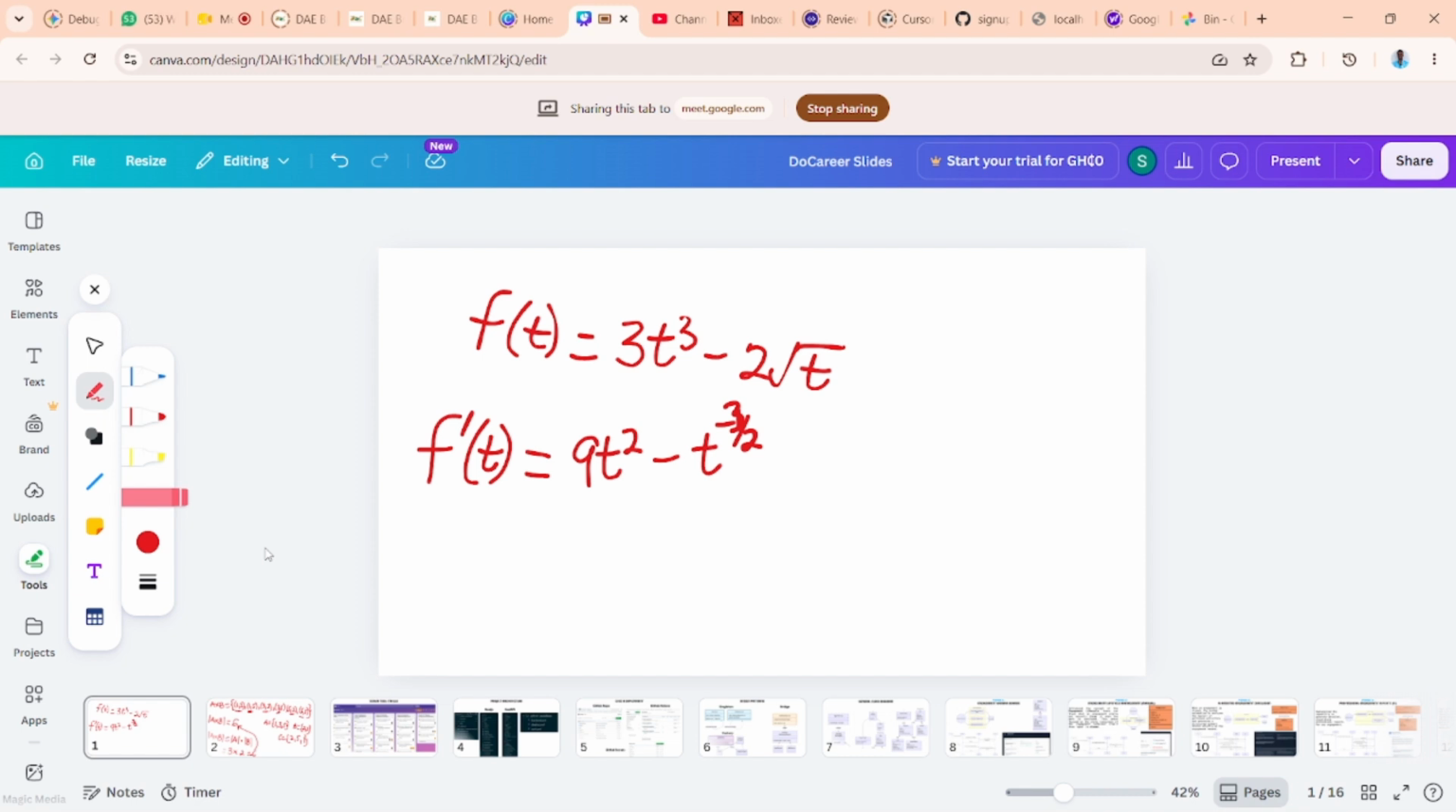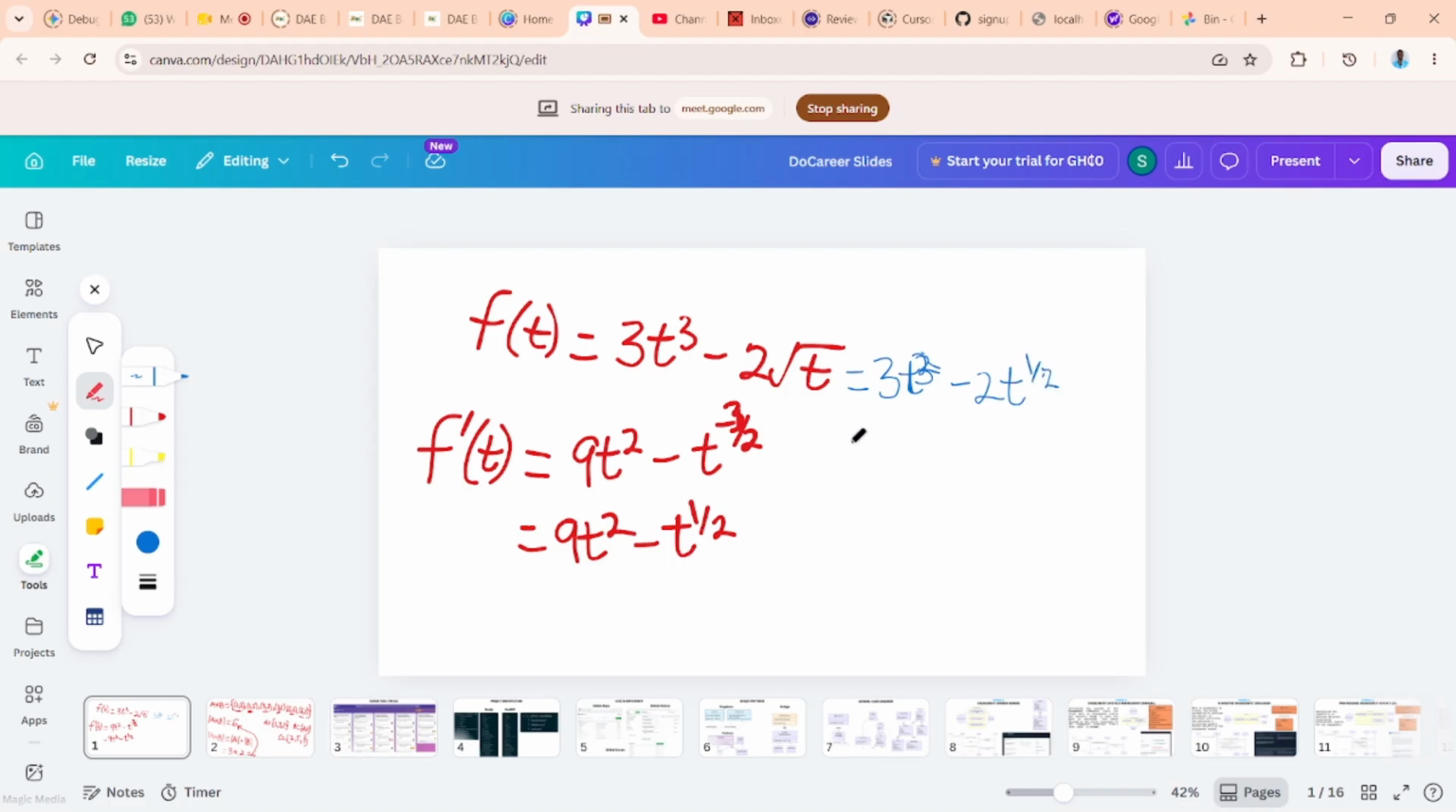Hello, Francis. My mic is mute. I said 9t squared minus t raised to the power 1 over 2. Let's solve it together. So this thing could be written as, I'm trying to remove the square root first, t cubed minus 2 t to the power half.